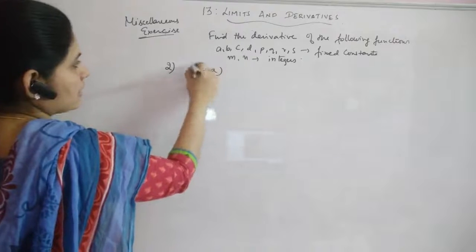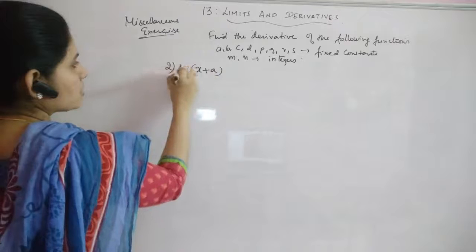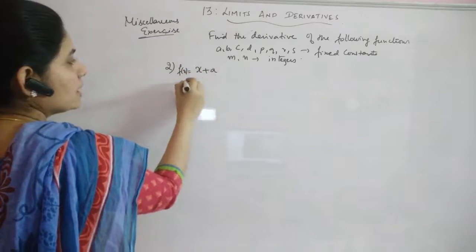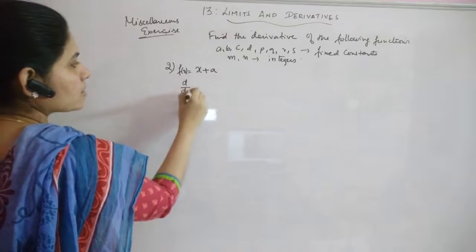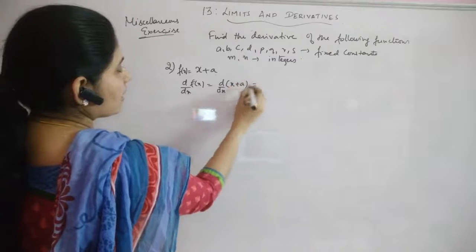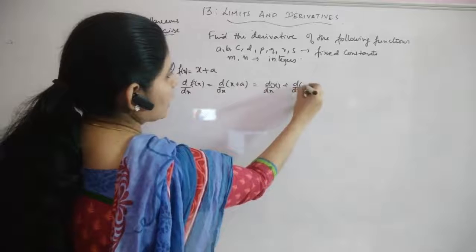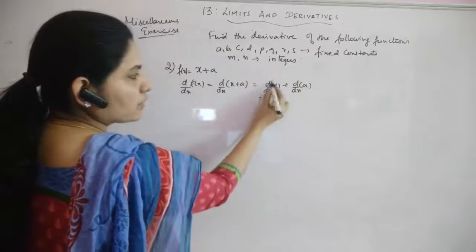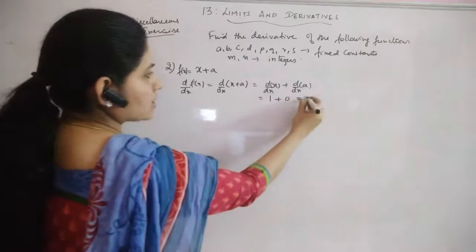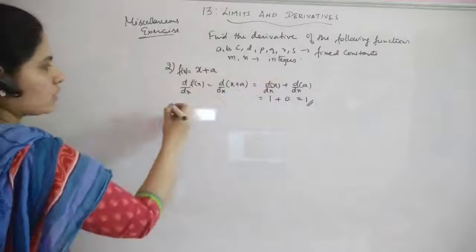x plus a. It's very simple, x plus a. What is the derivative of this function? If it is f of x, the derivative d by dx of f of x will be d by dx of x plus a, derivative of x plus derivative of a. The derivative of x is 1, and a is a constant, so it is 0. So the answer is 1, right? You should take a as a fixed constant.